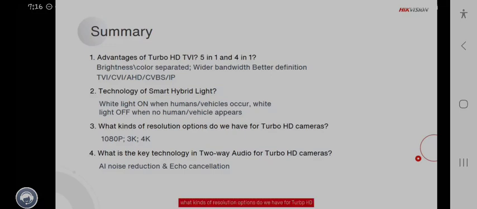Question 3. What kinds of resolution options do we have for Turbo HD cameras? 1080p, 3K and 4K. Question 4. What is the key technology in two-way audio for Turbo HD cameras? AI noise reduction and echo cancellation.